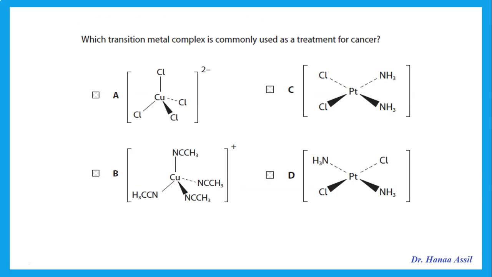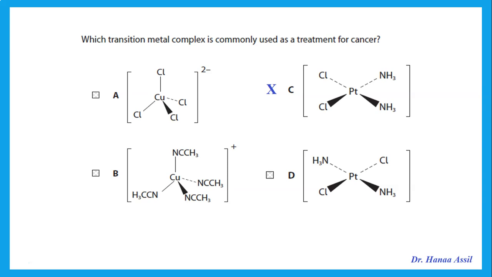Okay. Which transition metal complex is commonly used as treatment for cancer? You are required to know that this structure, which has platinum with 2 chlorides and 2 ammonia, is called cisplatin. And it is cis because the 2 chlorines are on the same side. This is cisplatin, and it is the one used for treatment of cancer.